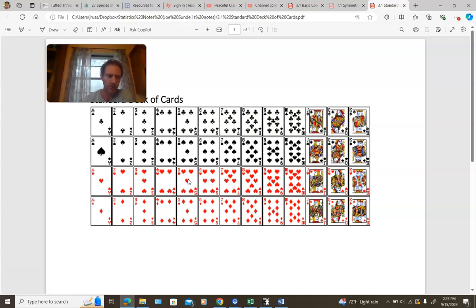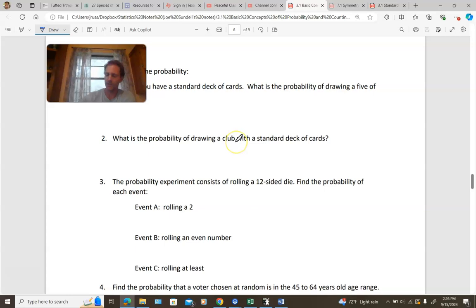So you could say that drawing a 5 of hearts is a simple event. It's comprised of just one outcome, this card, okay? So it's going to be 1 out of the total number of outcomes. Well, there's a total of 52 cards. So 1 out of 52, we're going to say.